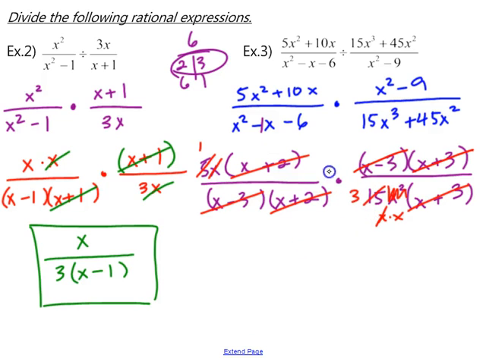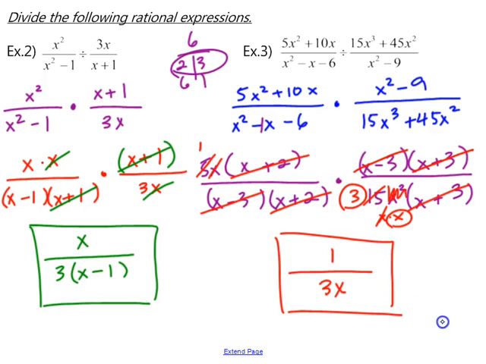And so I know it got kind of messy, but let's go ahead and write what we have left. Along the top, we've canceled everything out, which means we're just left with 1. And along the bottom, we have this 3 and 1x left over. So 1 over 3x is going to be our final simplified answer.